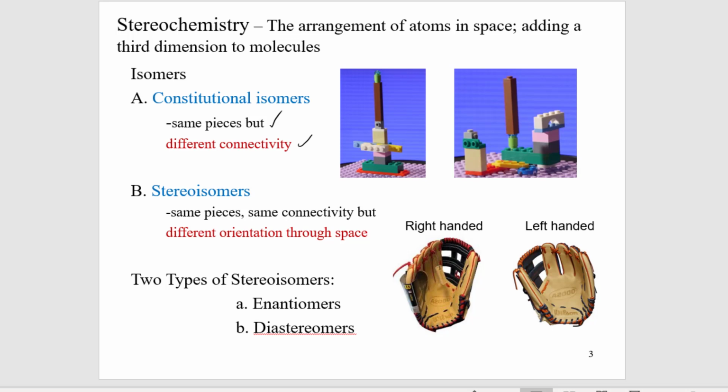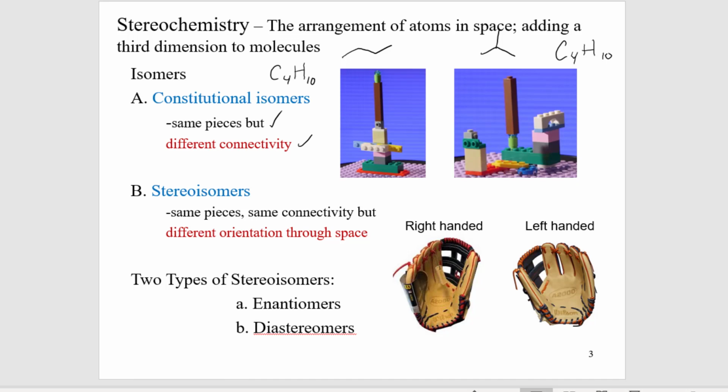An example that we would use might be something like butane. We could have butane, it's C4H10, that's H1, 2, 3, 4, 5, 6, 7, 8, 9, 10. And then I could have 2-methylpropane. It's also C4H10. But they're connected completely differently. They are very distinctively two different molecules.